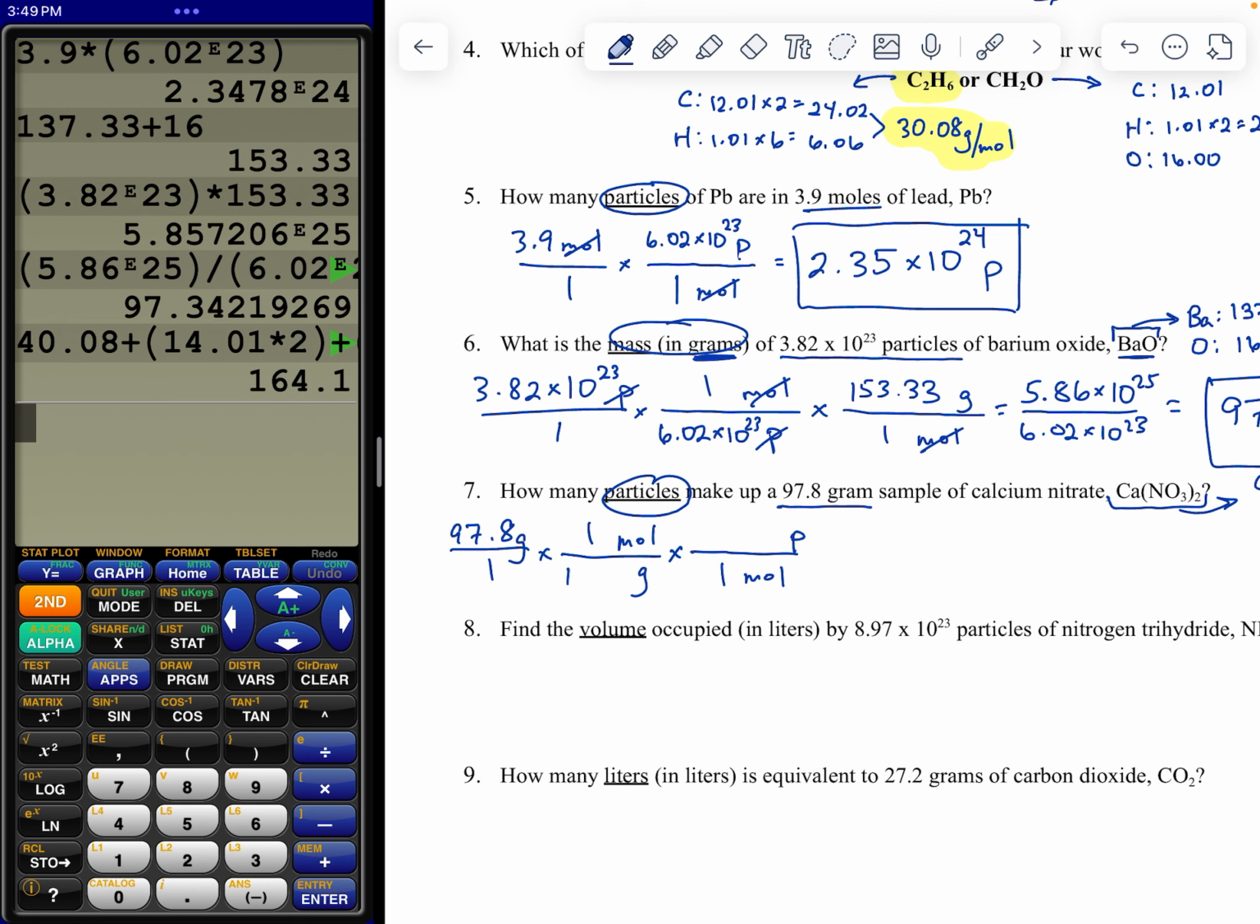We calculated 164.1, 6.02 times 10 to the 23rd at the top. Let's simplify and solve.